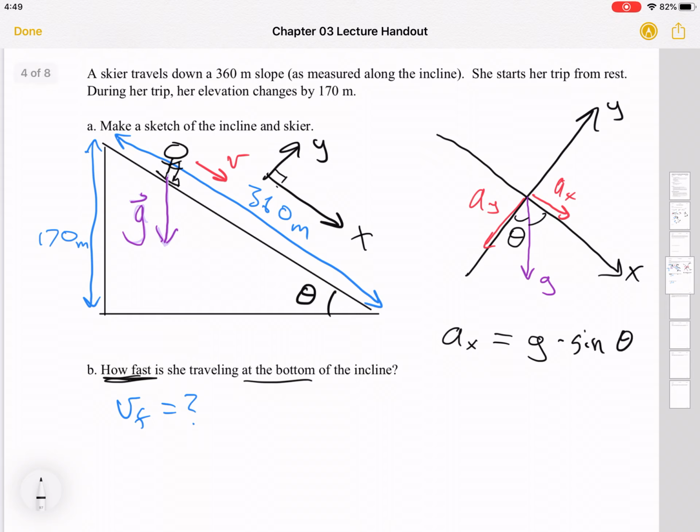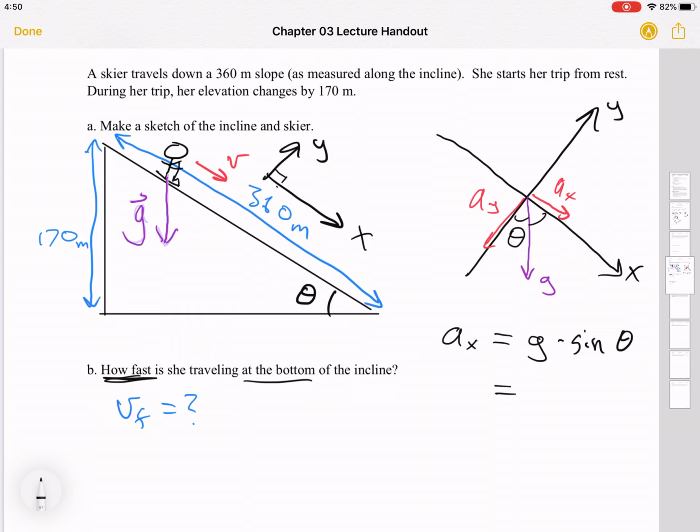actually doesn't serve us. Also, I'm not counting g as negative. Look, that down the hill is positive the way I've drawn these axes, so a sub x should actually be positive. If I drew the mirror image of this, I might choose up the hill to be positive, and then a sub x would be negative. But I just kind of used the drawing to guide that.